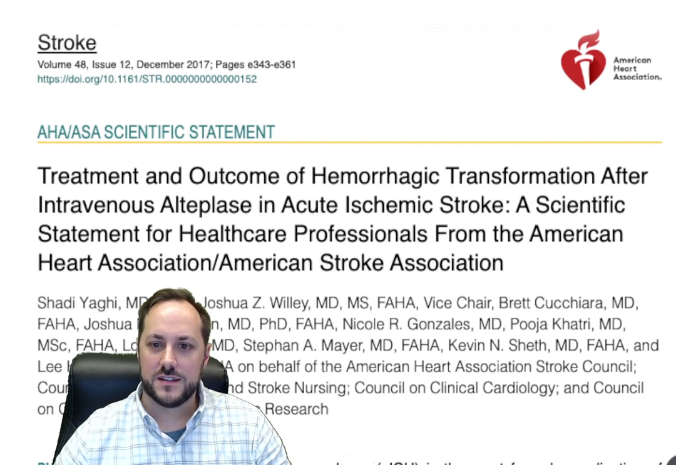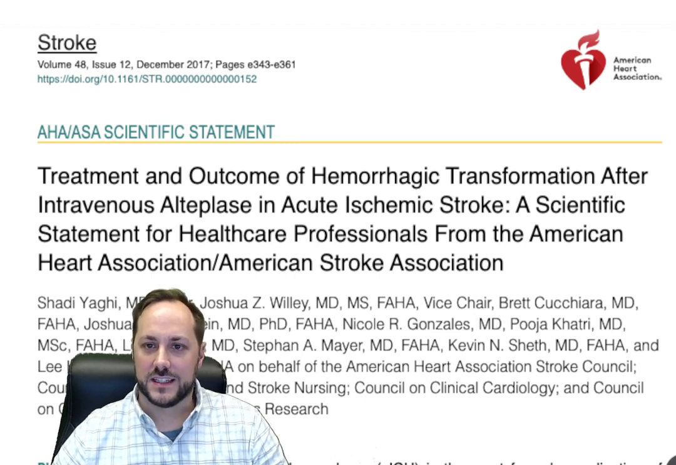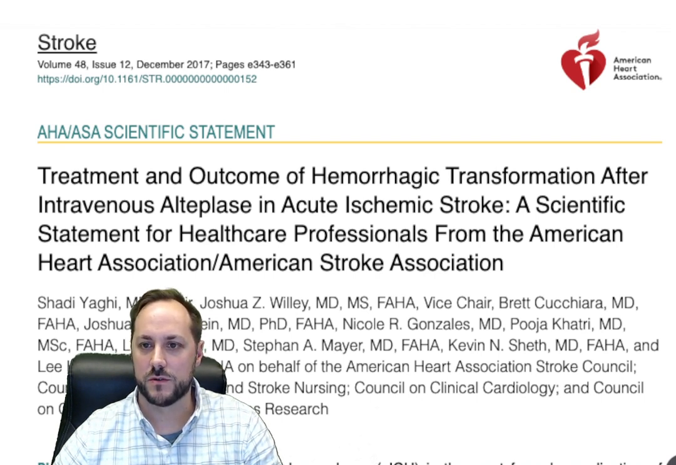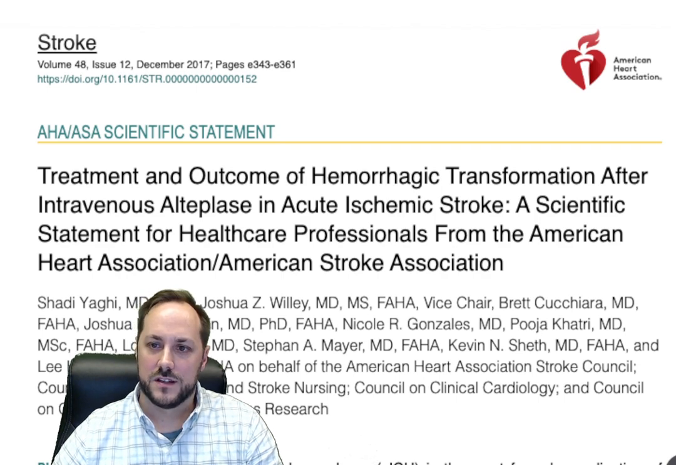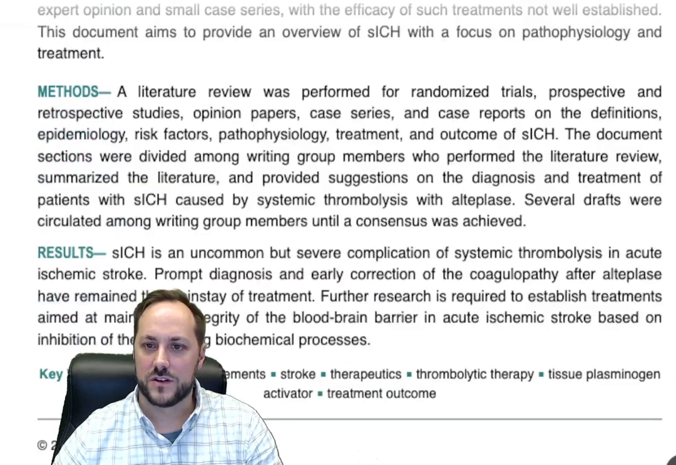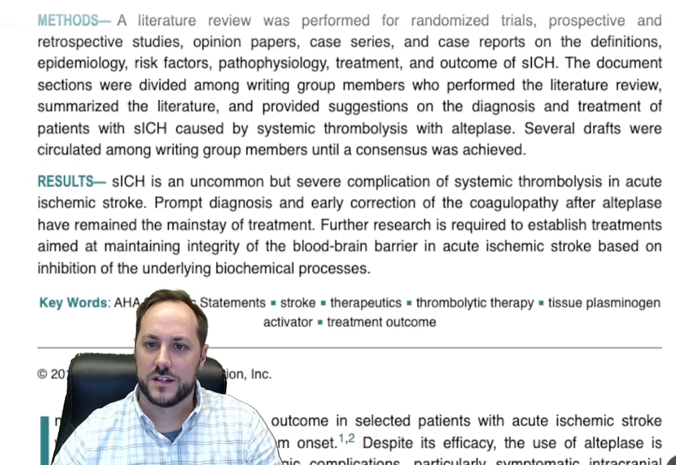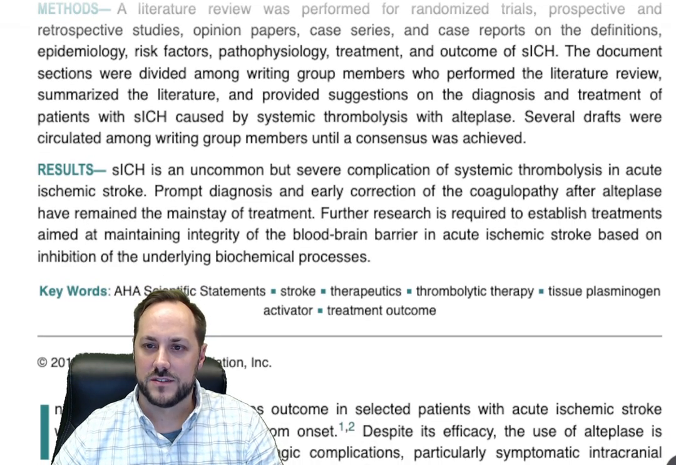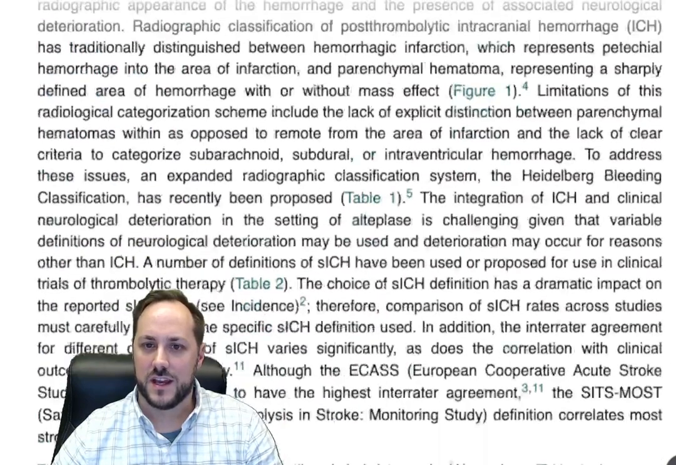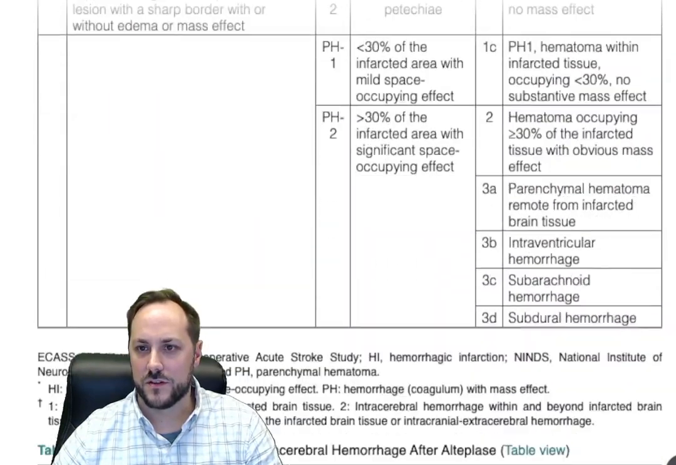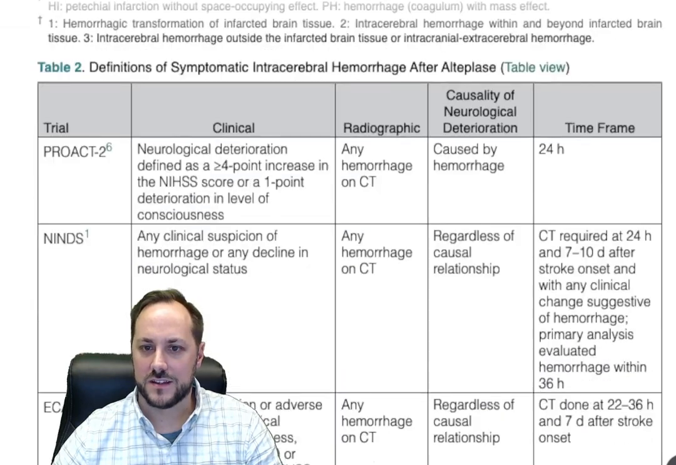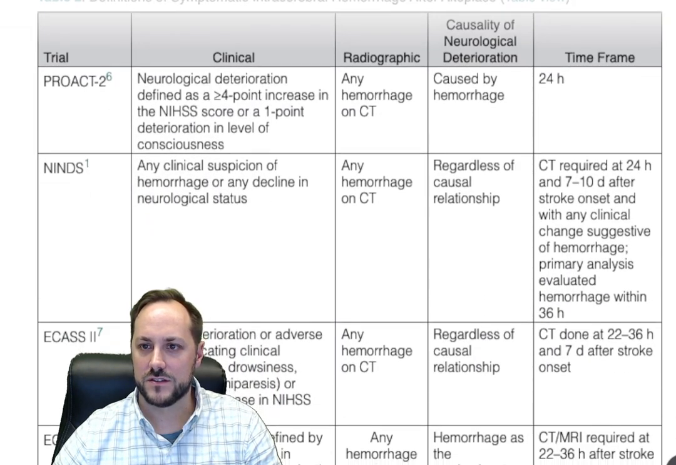Just so you have an idea that I'm not picking random articles that don't have any basis in reality, here's the American Heart Association guidelines for the treatment and outcome of hemorrhagic transformation after intravenous alteplase, even though now we're using tenecteplase pretty much everywhere in acute ischemic stroke. In this article, they're basically saying symptomatic intracerebral hemorrhage is an uncommon but severe complication, and that there have been multiple trials looking at this and what the rates are for the different trials.